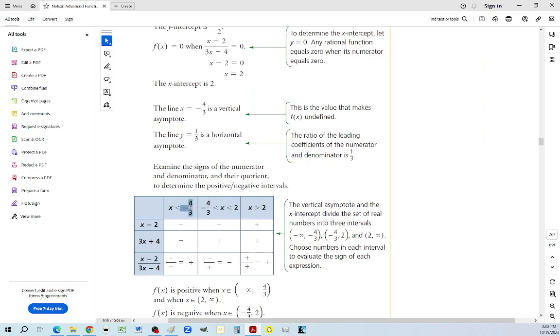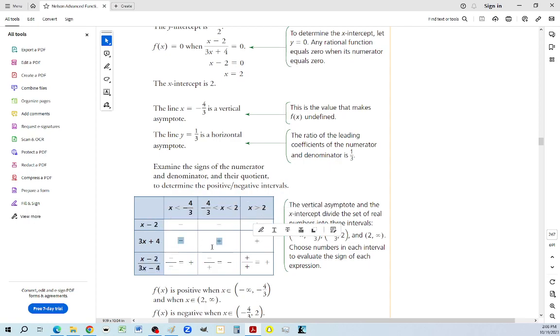Then they teach you to figure out where y is on the left side of an asymptote, between the asymptote and the next asymptote, and on the right side of the asymptote. What you do is you break down each factor and figure out if it will be minus or plus. Like below minus 4 over 3, let's say minus 2. Minus 2 is below minus 4 over 3, so it's going to be minus. And then you keep doing that. If we pick 0 here, it's going to be minus. And if we pick 3 or anything above 2, it's going to be plus.